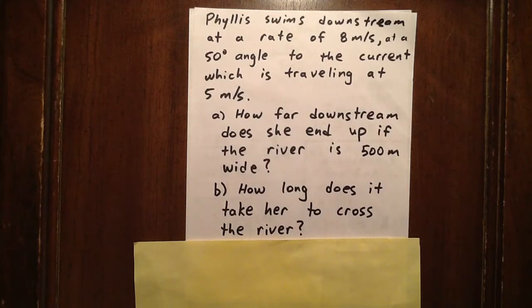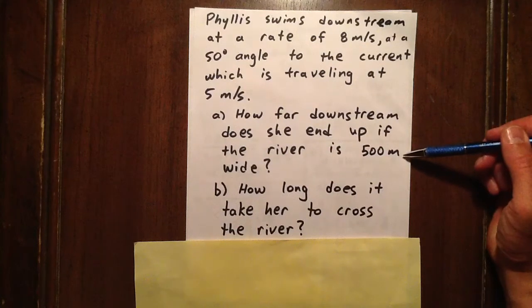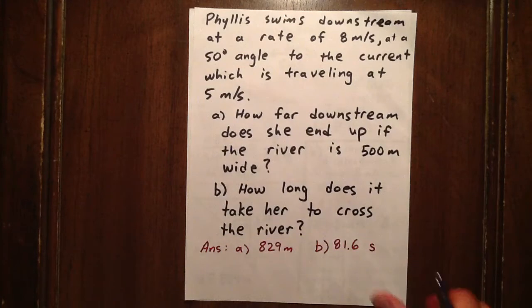In this question here, we have Phyllis swimming downstream at a rate of 8 meters per second at a 50-degree angle to the current traveling at 5 meters per second. We want to know how far downstream she'll end up across a 500-meter wide river and how long it'll take her to cross the river.